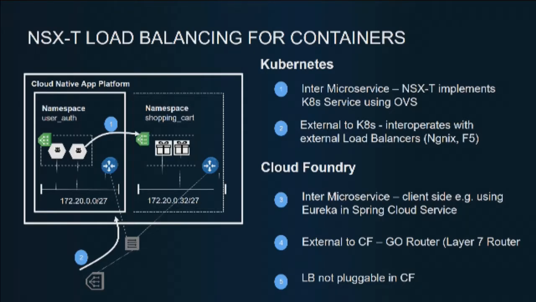East-west load balancing typically is done using client-side load balancing in Cloud Foundry applications. And north-south load balancing is implemented by this appliance called GoRouter, which is part of the core Cloud Foundry infrastructure. So NSX-T 2.0 doesn't implement north-south load balancing in the case of Kubernetes. And in the case of east-west load balancing, it implements it using Open vSwitch.